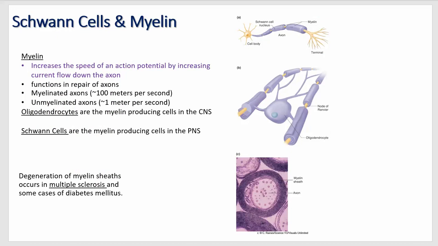All right, so Schwann cells and myelin. We've mentioned the oligodendrocytes. Oligodendrocytes produce the myelin in the central nervous system, and Schwann cells produce it in the peripheral nervous system. Myelin in general increases the speed of an action potential by increasing current flow. I want you to understand what that means when I keep saying it increases current flow.